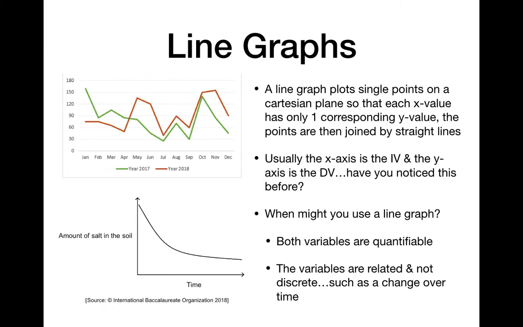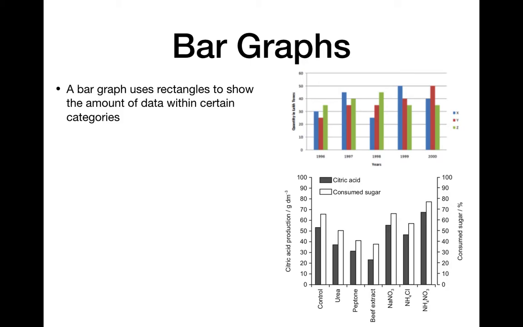Okay, it's line graphs. Bar graphs. Bar graphs use rectangles to show the amount of data within a category. So in this case, we have categories, and then we have numerical data. So it's a little bit different. This one we have 2, this is numerical data here.